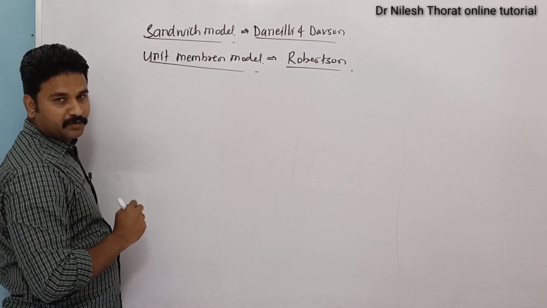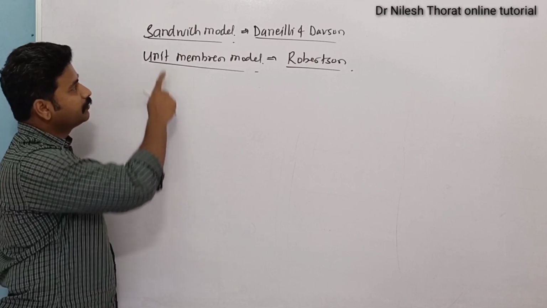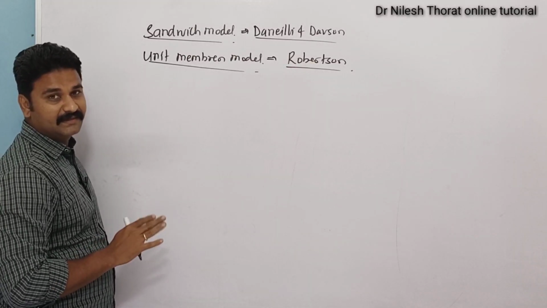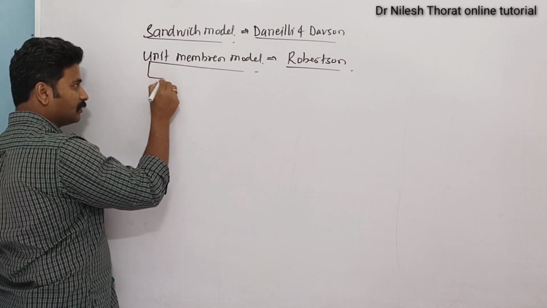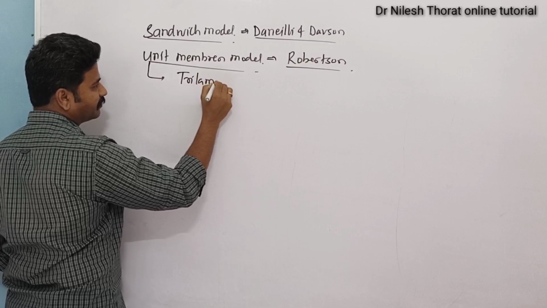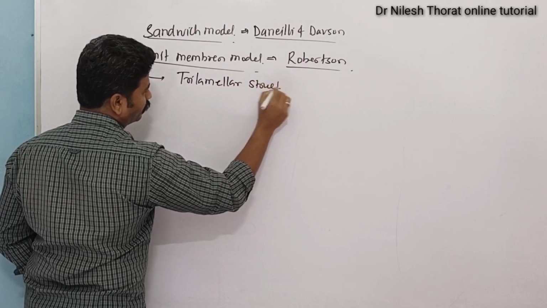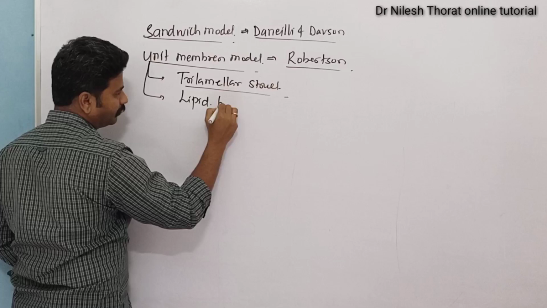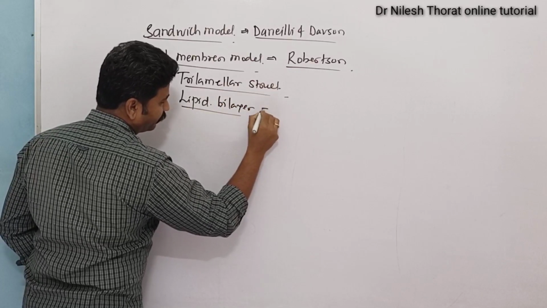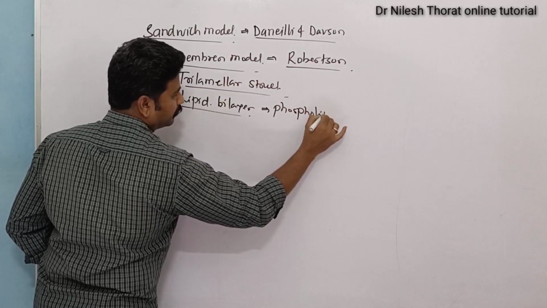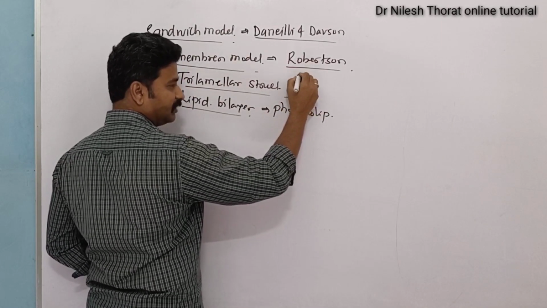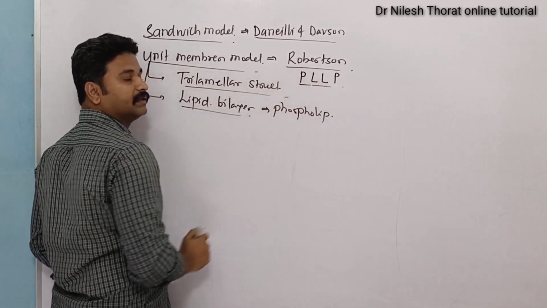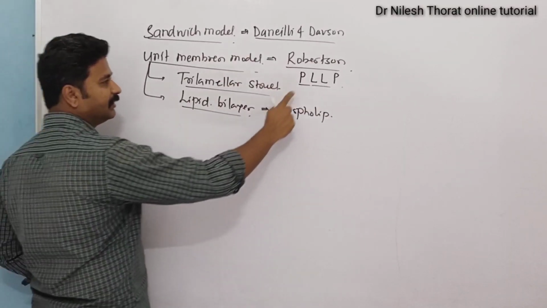A unit membrane model proposed by Robertson is actually an upgraded version of the sandwich model. The basic information of a unit membrane model will be the same as the sandwich model. According to this model, the plasma membrane is also a trilamellar structure. This plasma membrane consists of a lipid bilayer, where the lipids are phospholipids, and the actual arrangement of these lipids and proteins is PLLP. So there will be a lipid bilayer which is sandwiched between the layers of proteins.